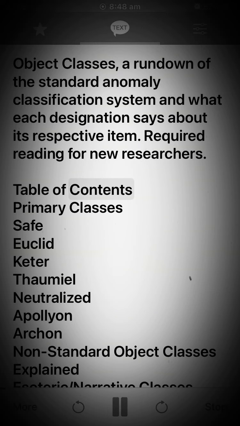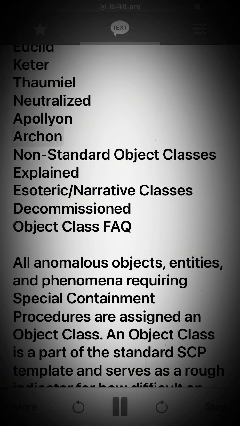Table of contents. Primary classes: Safe, Euclid, Keter, Thaumiel, Neutralized, Apallion, Archon. Non-standard object classes: Explained, Esoteric narrative classes, Decommissioned. Object class frequently asked questions.